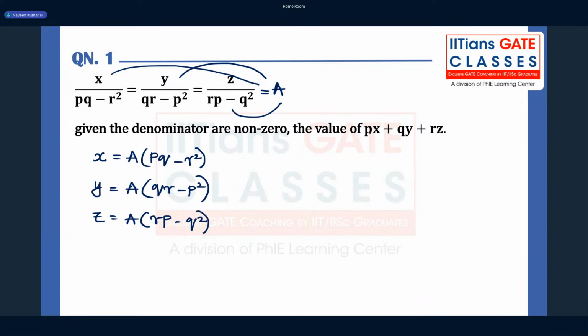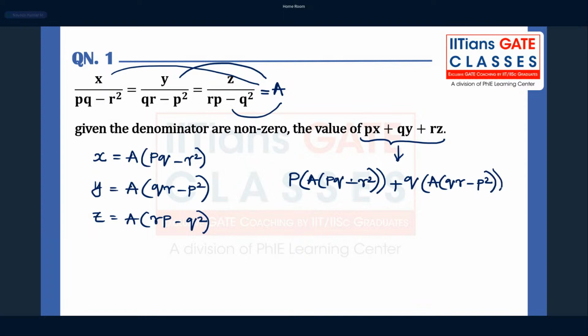So if you want to find this, you have to add this up. That is p into x, that is p into a into pq minus r square, plus q into y, that is a into qr minus p square, plus r into a into rp minus q square. If you open it up, a will be a common value, so take the a aside. Then you open it up.